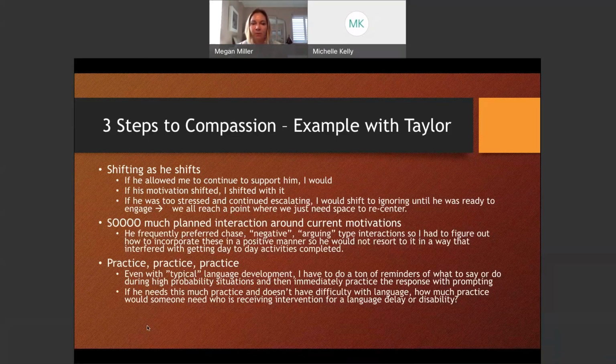Practice, practice, practice. Even with typical language development, I've had to do a ton of reminders of what to say or do during high probability situations, and then immediately practice the response with prompting. If he needs this much practice with someone who doesn't have difficulty with language, how much practice would someone need who's receiving intervention for a language delay or disability? Just something to think about.